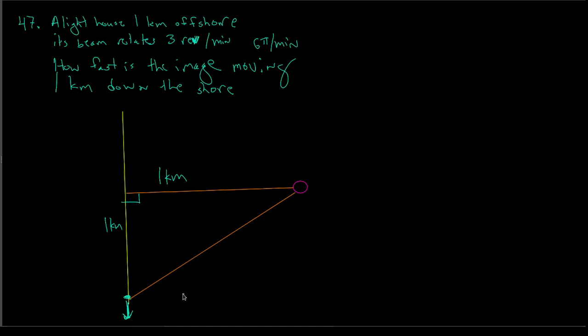And let's see. We'll keep this. We'll make this the y-axis, and this the x-axis, I guess. We'll make all our directions positive, and so this has a rotation where it's rotating at 6 pi per minute. And we want to find out what dy/dt is. So what we want to do is look at any relationship we can have here angle-wise. So this 1 kilometer is fixed.